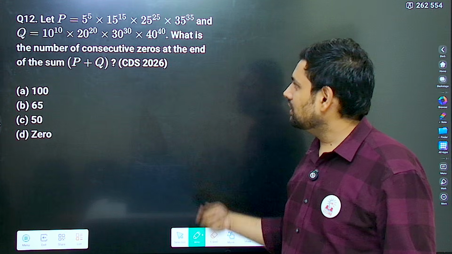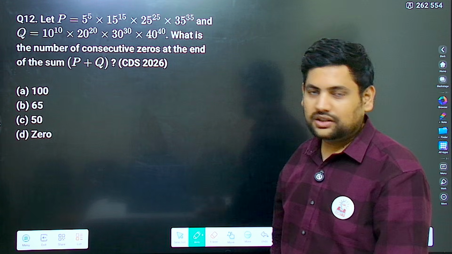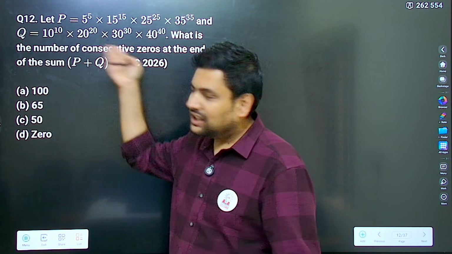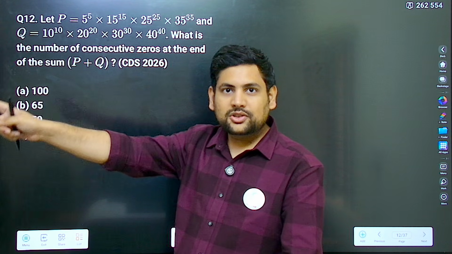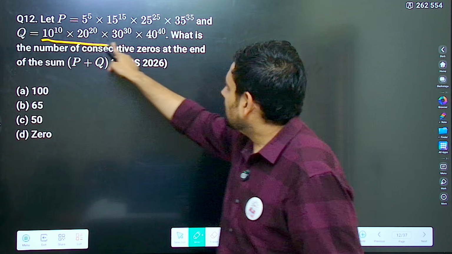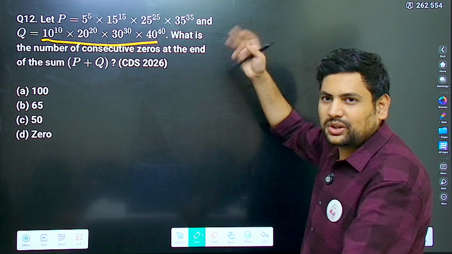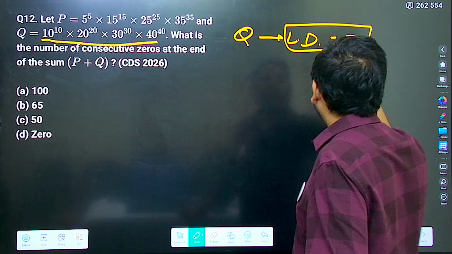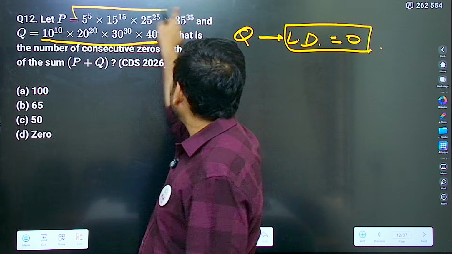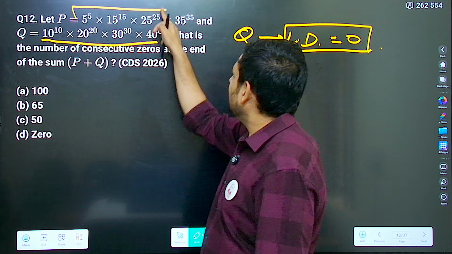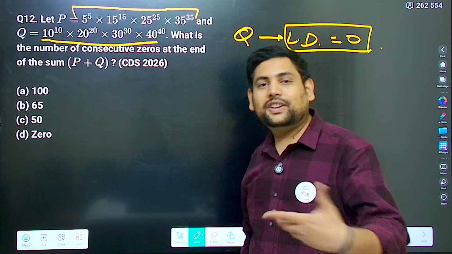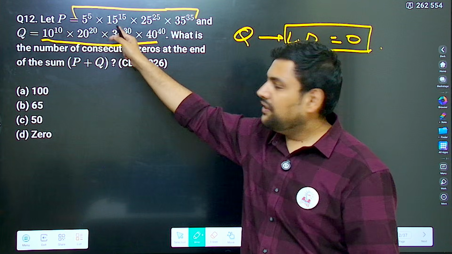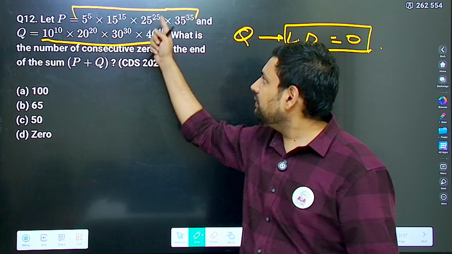Okay, then number of consecutive zeros at the end of the sum. Now see, if it has to have 0, understand the last digit is what matters. Last digit has to be 0 first of all. Now you see, this has 10, 20, 30, 40 all being multiplied. So here the q will have last digit as 0. Very nice, I like it. Now, but if you look at p, people will leave this just by looking at the difficult expression. What is this? 5 power anything always ends with 5. 5 into 5 power anything always ends with 5. 5, 5, 5, 5, 5, 5.